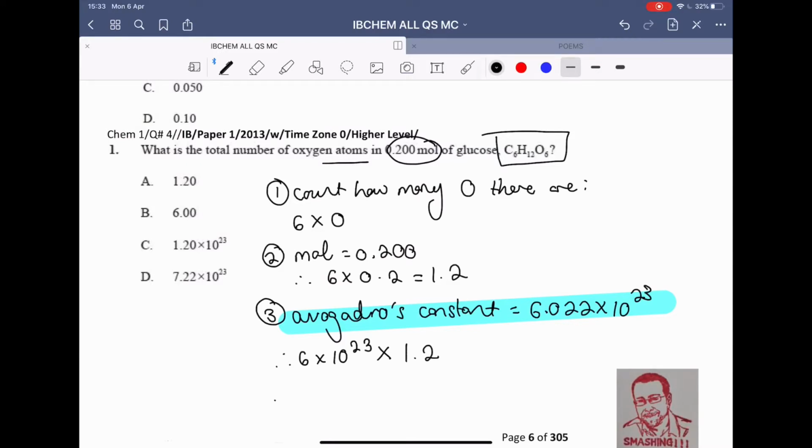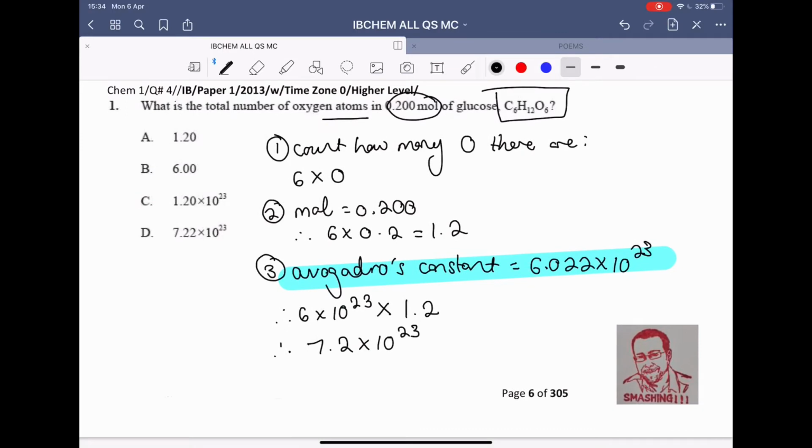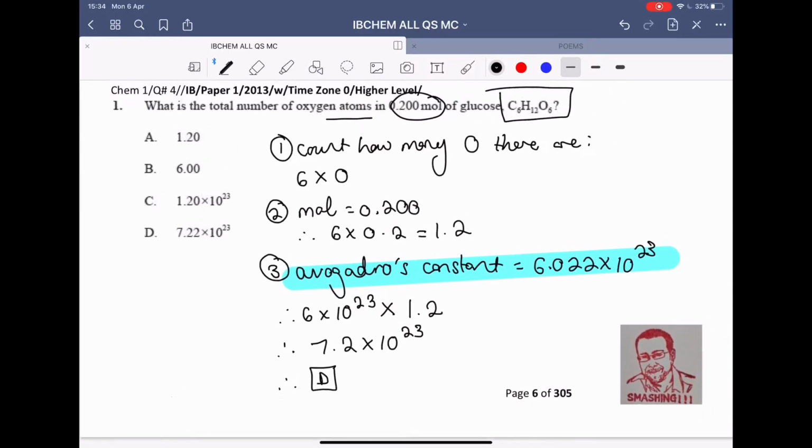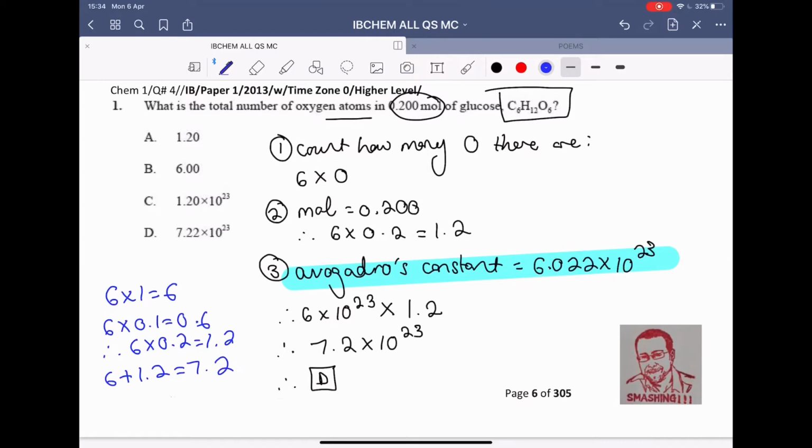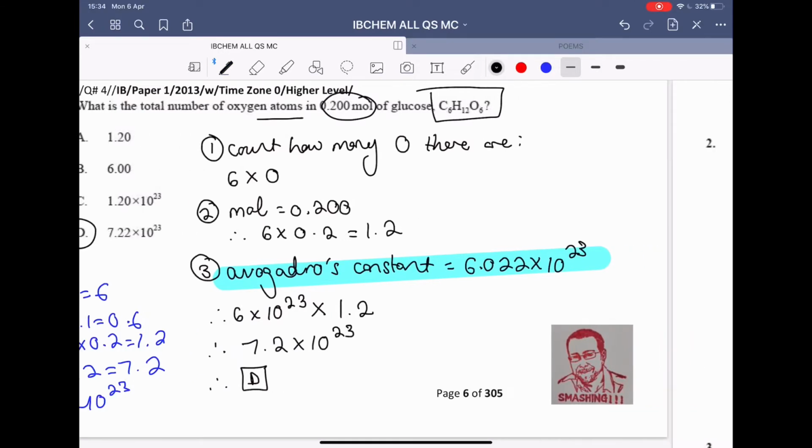For maths, I rounded it down to 0 decimal places, so 6 times 10 to the power of 23 times the 1.2 oxygens that we've calculated, and we get 7.2 times 10 to the power of 23 oxygen atoms in 0.200 moles of glucose. And that means the answer is D. On the side, I'm just showing you how I got 7.2 in case your mental maths is difficult for you. So that's just a step-by-step breakdown of what we're doing. And the answer is D.